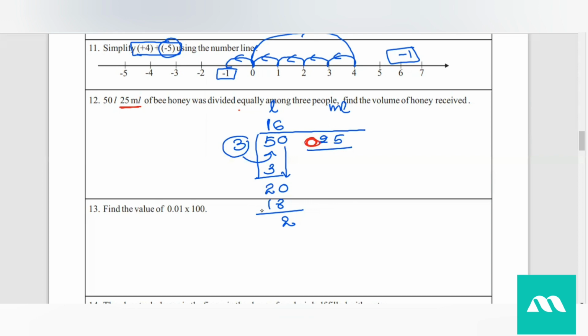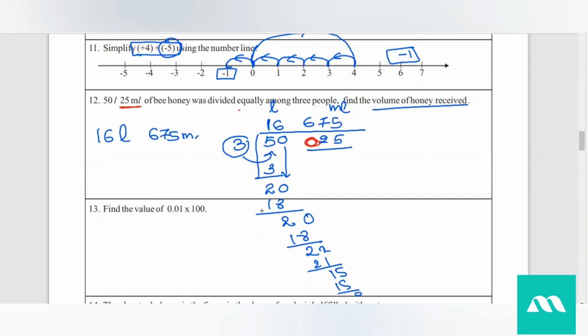Then you have to take this 0. How many 3s within 20? It is 6. 6 into 3 it is 18. Then 2. Then 22. Then it is 7. 7 into 3 it is 21. Then how many 3s within 15? It is 5. 5 into 3, 15. Then the answer, after dividing this into 3 equal parts, the volume of honey received by 1 person, okay, is 16 liters and 675 milliliters.